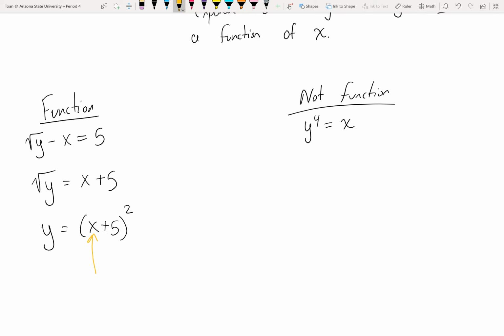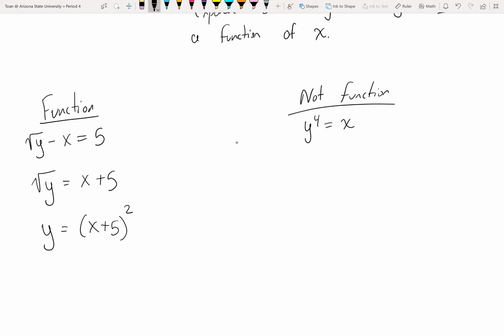0. Well, I heard 1 first, although 0 would be nice. If I were to plug in 1 in here, I'd get 1 plus 5 is 6. 6 squared is 36. How many answers did I just come up with? 1. 36 is one number. Hence, this is a function. I inputted one number, 1, and I got one number out, 36. This is a function. Contrast that with the right non-function example.